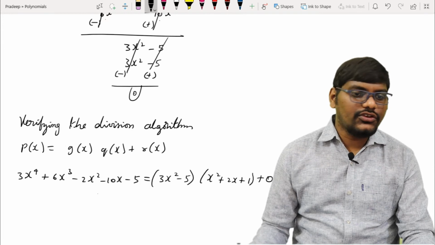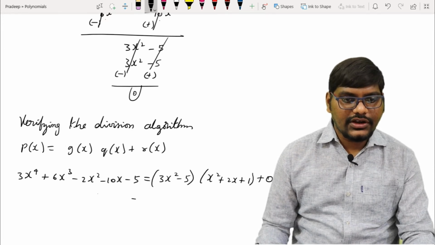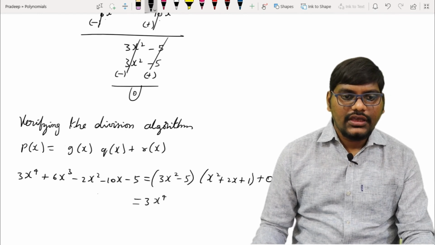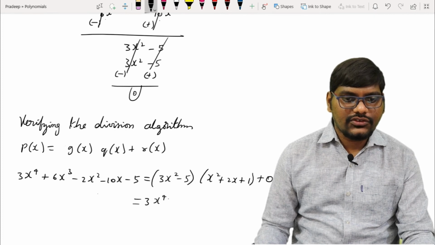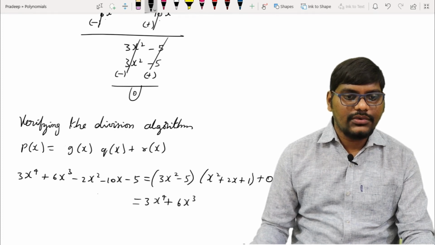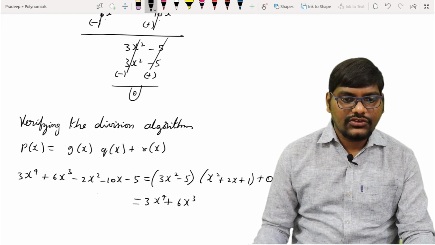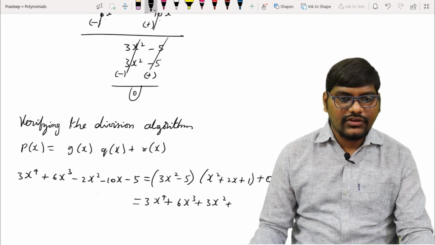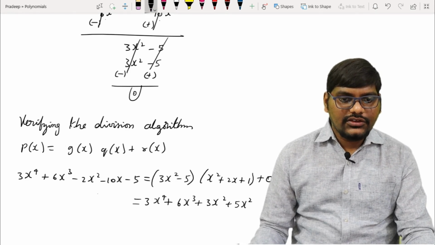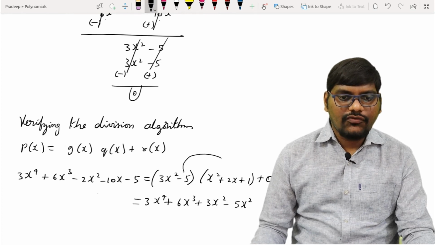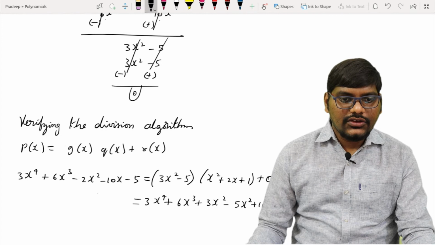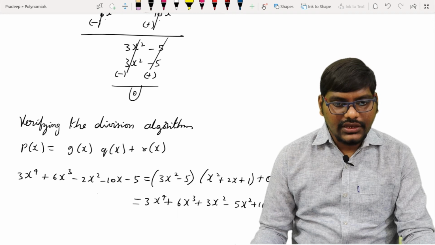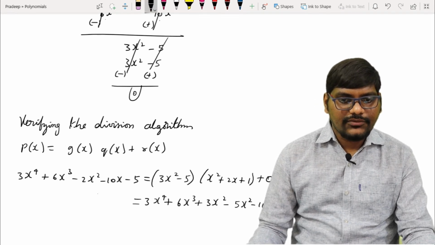plus 0. So let's multiply these terms, so I can write this as 3x square into x square is how much? That is 3x power 4, and this 3x square into 2x is plus 2 3s are 6x power cube, and 3 into 1, that is 3x square. So this also I'll multiply. 5 into x square is 5x square, and this is minus 5x square. Okay, so 5 into 2, that is 10x, and 5 into 1, that is, this is also minus 10x, so this is minus 5.